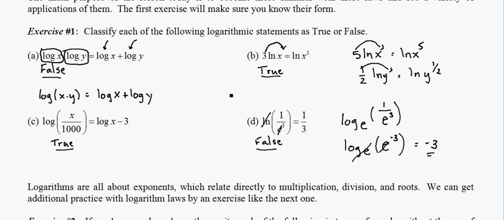All right, letter C, this one's definitely true as well, although I think some people probably put false. Now keep in mind, this is just a direct application of the division law for logarithms, which says that if we have the log of a division, we can break that up by subtracting the log of the denominator from the log of the numerator. So I have log x minus log of 1,000. The 3 comes from the fact that the log base 10 of 1,000 is 3.